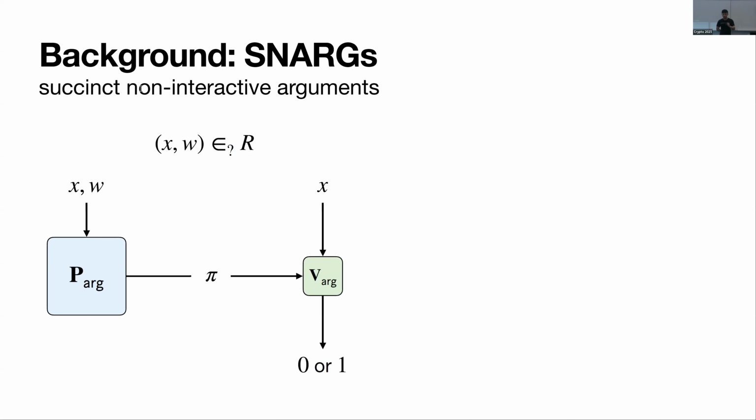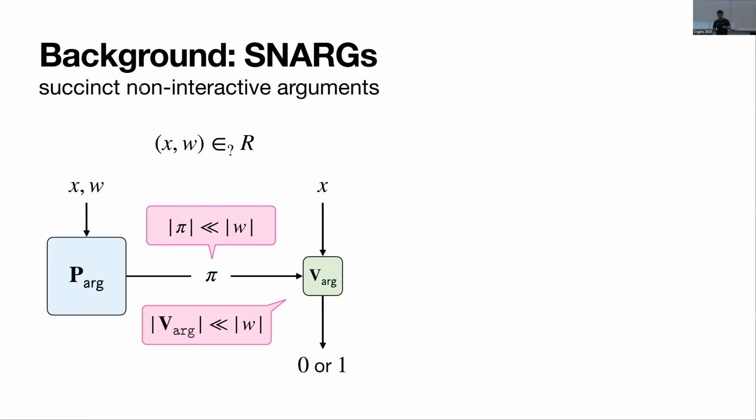Okay, and the verifier is just going to output a 0 or 1. So the two key properties of a SNARG, and one other thing, is that we would like this proof to be extremely small, much smaller than the length of the witness, and we would like the verifier's runtime to also be much smaller than the length of the witness.